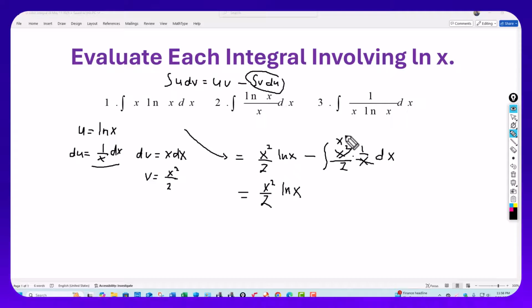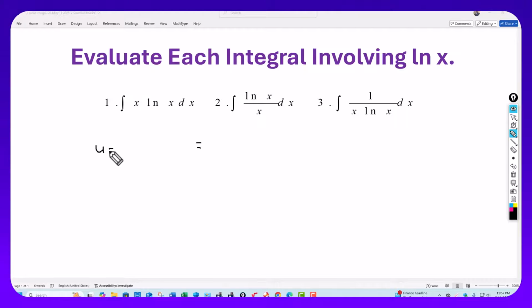Integrate that, we add 1 to the exponent and divide. And this will give us a minus x squared over 4 plus the constant of integration. So that's your answer for number 1 here. X squared over 2 multiplied by ln of x, minus x squared over 4, plus the constant of integration.